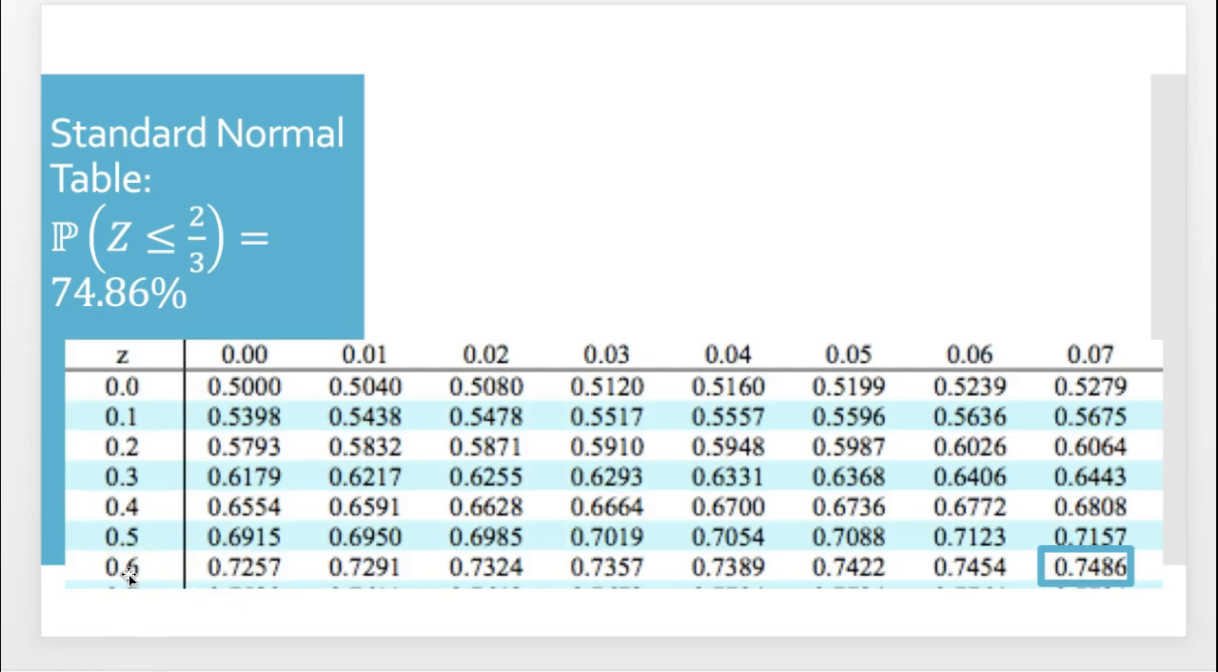Pretty much what I'm doing here is battleship. I find 0.67, and this number here is a probability, or the area to the left. So the probability that a BMI is less than 27 is the same as a standard normal being less than or equal to 2/3. And that probability is equal to 0.7486, which gives us 74.86%.